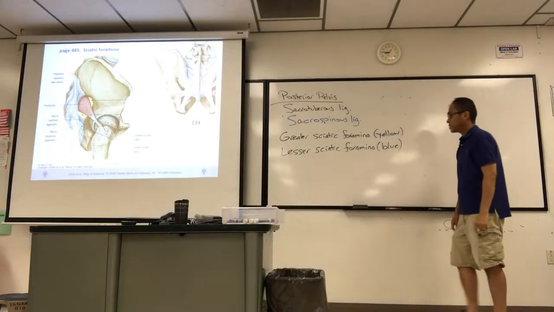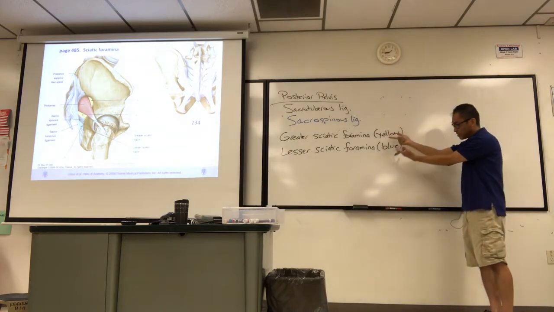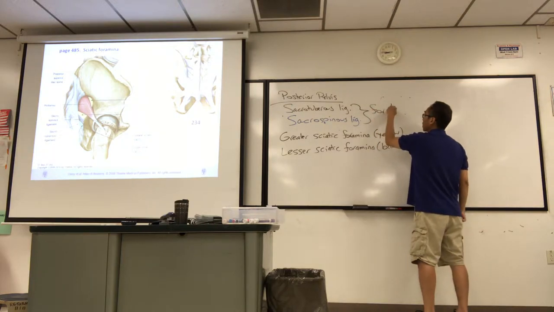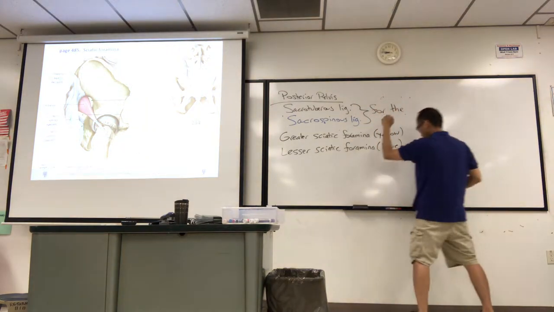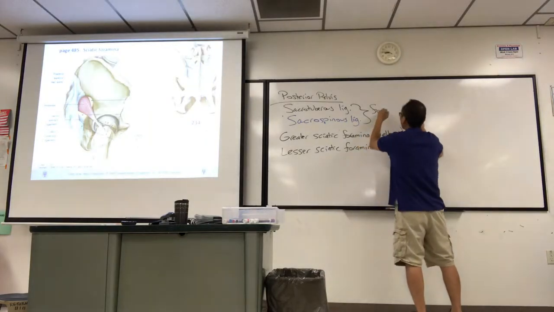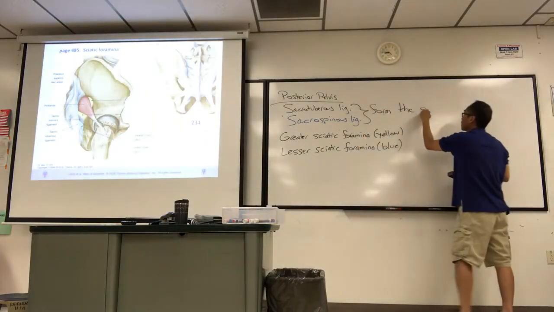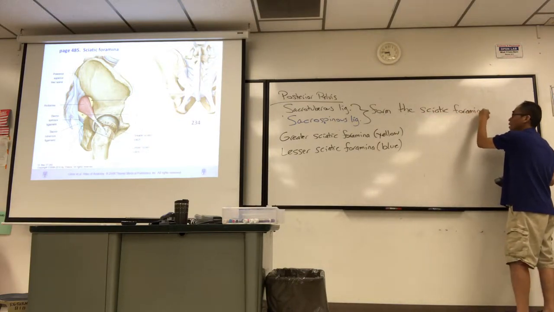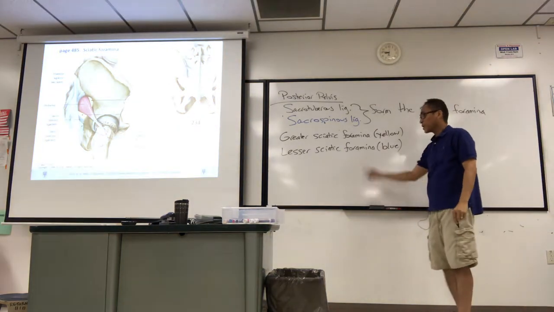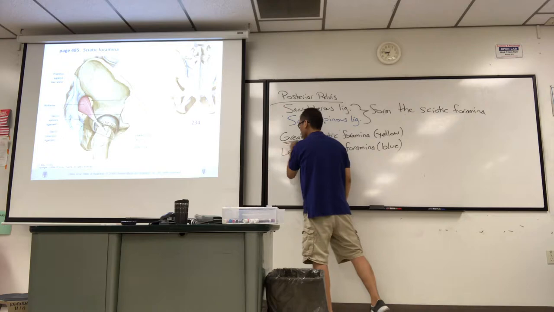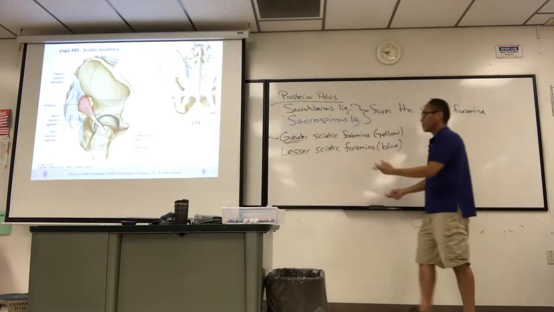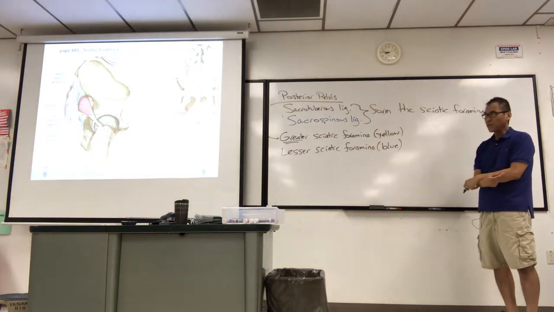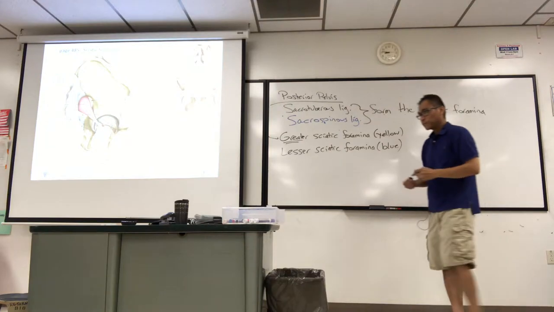So I wanted you to know those spaces. So those ligaments create these spaces. So these ligaments form the sciatic foramina. And those are the spaces, particularly this one, the greater, focus on it. It's how blood vessels squeeze out the back to supply blood to the gluteal region and other regions, okay?